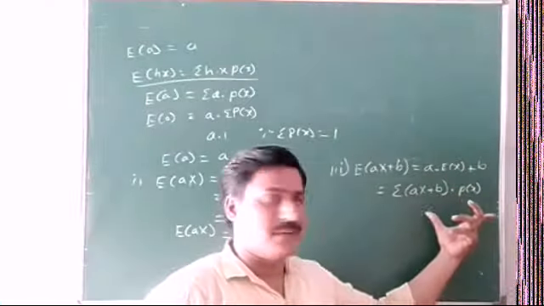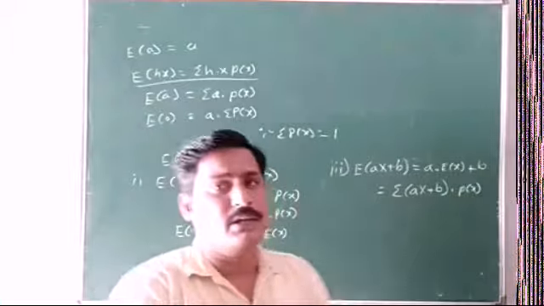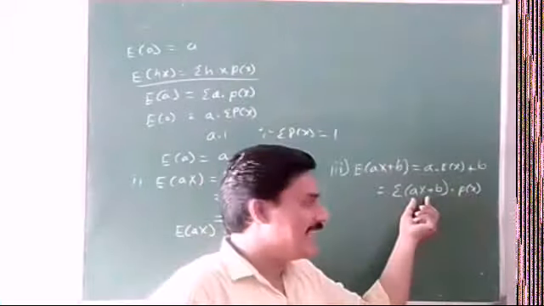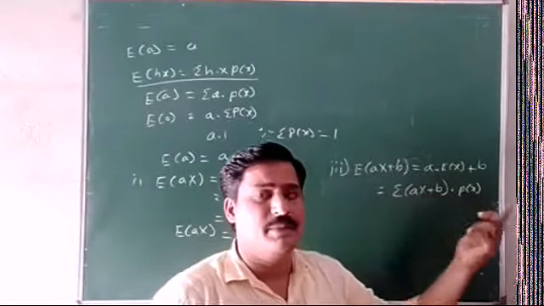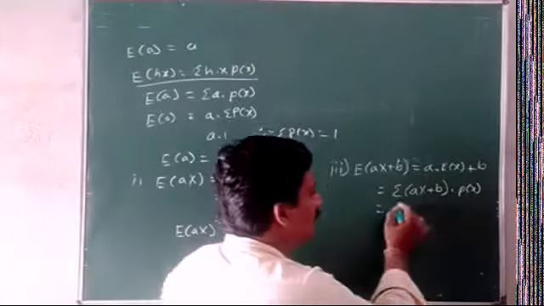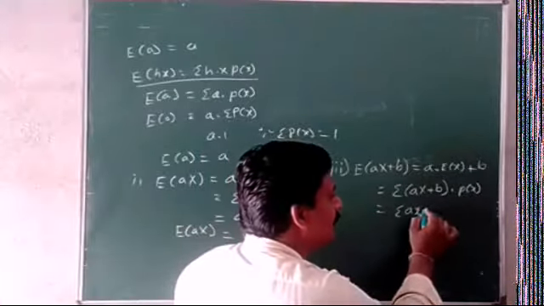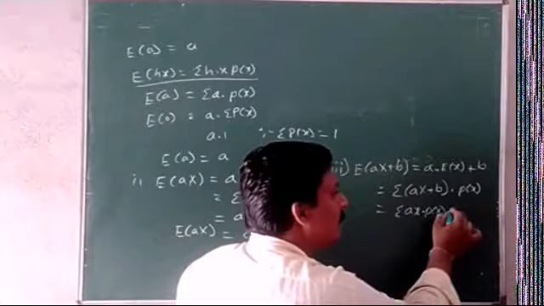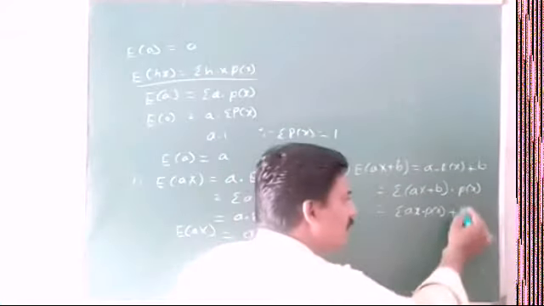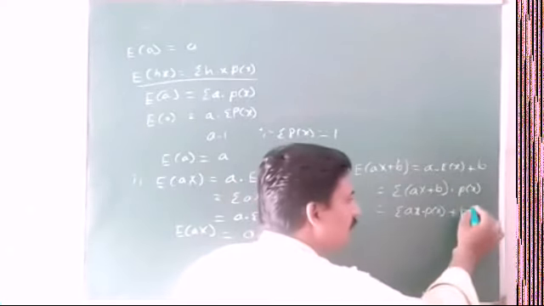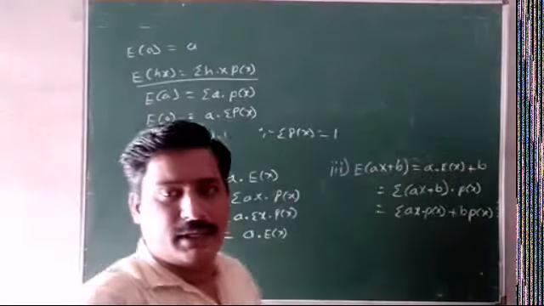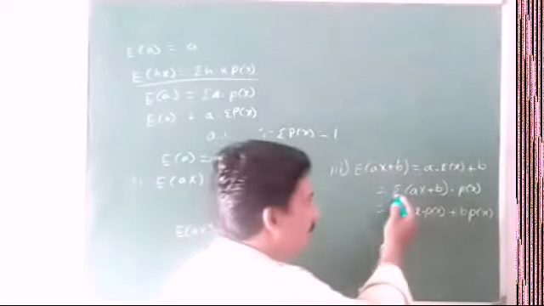Then open this bracket. So when we open, what we have to do here? We have to multiply P of X with AX and also with B, because there is a plus sign between AX and B here. So that becomes summation AX into P of X plus B into P of X. Okay. So we have to take the summation again, summation B into P of X.